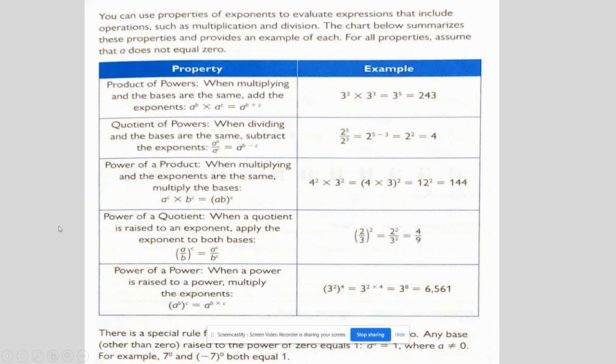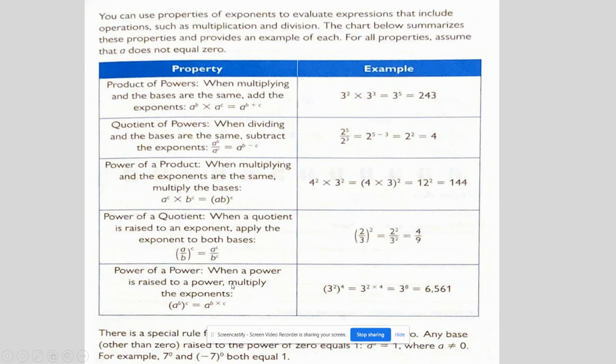Power of a quotient. When the quotient is raised to an exponent, apply the exponent to both bases. As you can see, we have A over B, here in this first box, to the C. That would be the same as A to the C power divided by B to the C power. We see it in real numbers. We have 2/3 to the 2nd power. We're just going to take 2 to the 2nd power as your numerator, and for your denominator, we're going to have 3 to the 2nd power. So 2 to the 2nd is 4, 3 to the 2nd is 9. So you'd end up with 4/9.